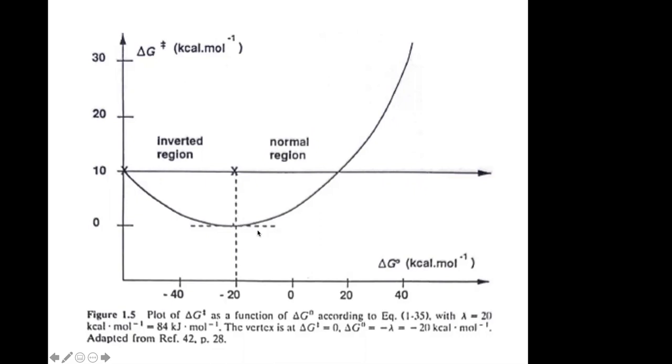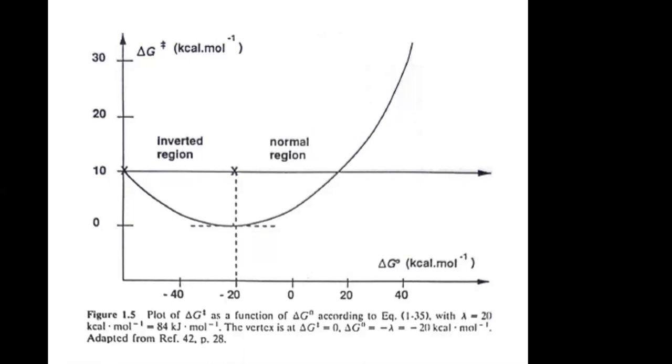And so this region that's labeled the normal region, where delta G is above minus 20 kcals per mole, larger than the reorganization energy, is what we would normally expect. When we increase the driving force, the reactions go faster. This region out past minus 20 kcals per mole, this is what Marcus called the inverted region.